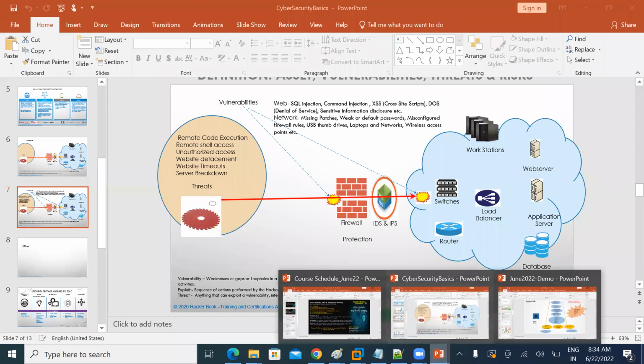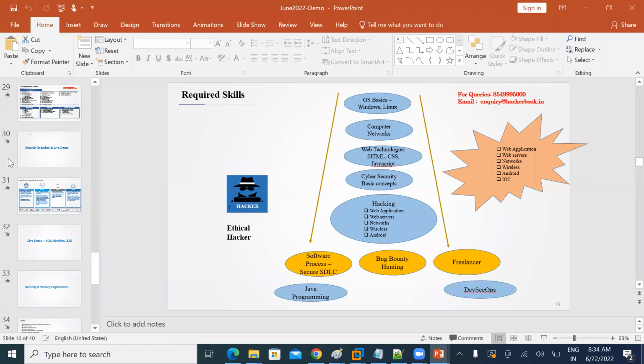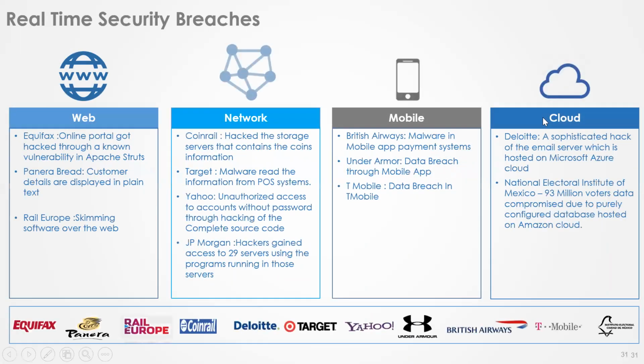Or else I'll give a walkthrough of the incidents that have happened in the past. Some of the security threats that have happened. We didn't cover that. So the vulnerability can happen in web, network, mobile, or cloud. Some of you have worked on these threats in the past. Equifax is one of the security breaches. It is an online portal, and the issue is because of the Apache Struts framework.